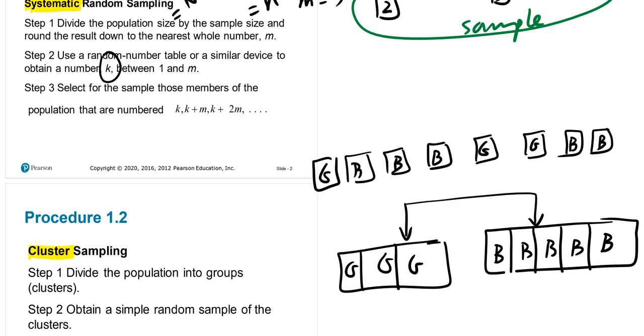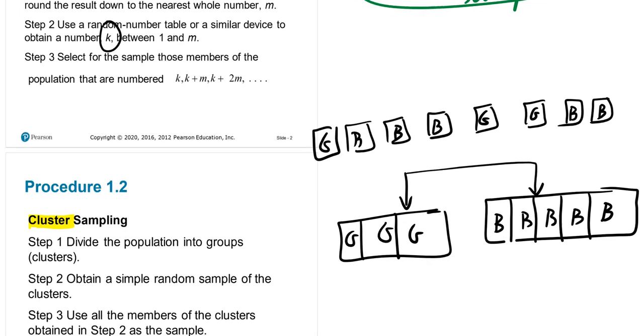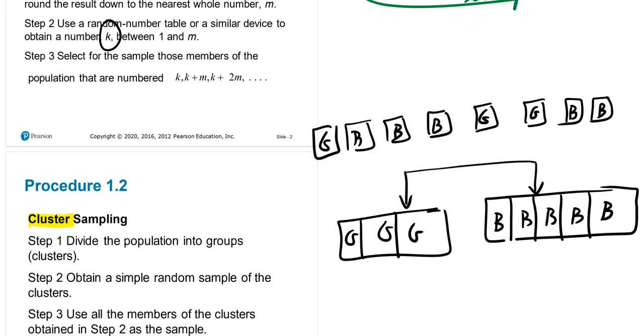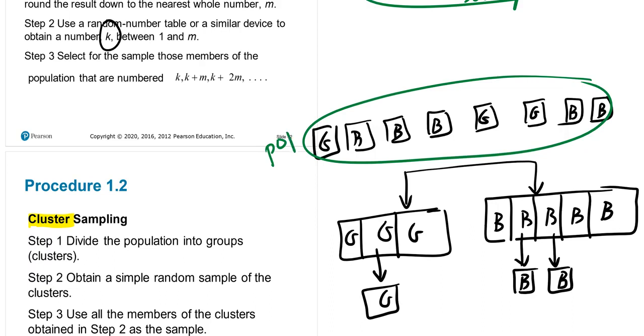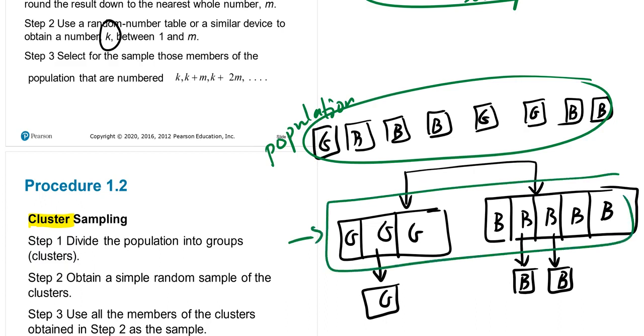So now, after we chose this, we take a random sample. Okay, so it says here, obtain a simple random sample of the clusters. So let's say I'm going to pick this one, I'm going to pick this, you know, maybe two of them. So we start with the population, and this is called cluster population.